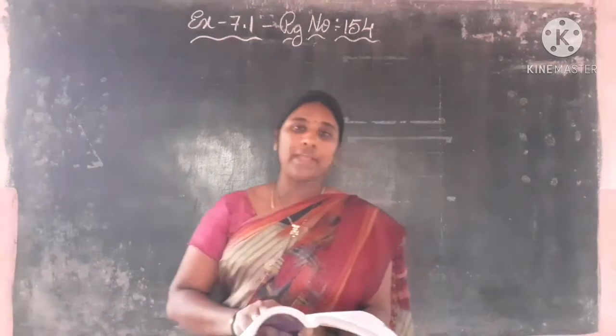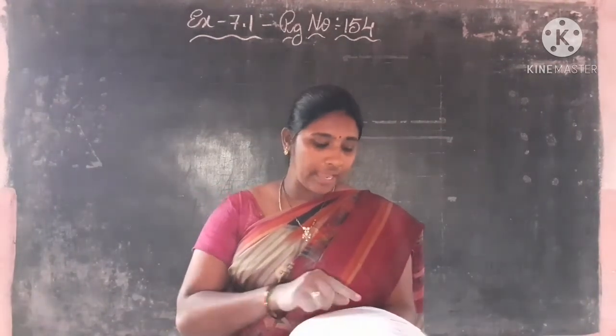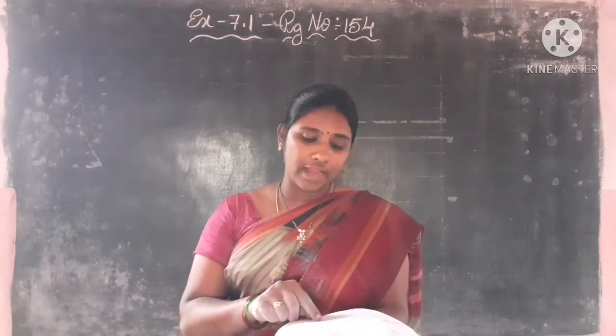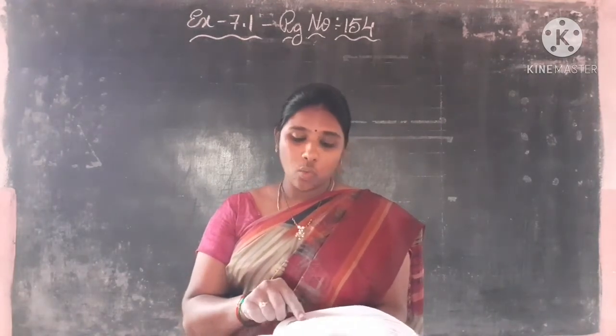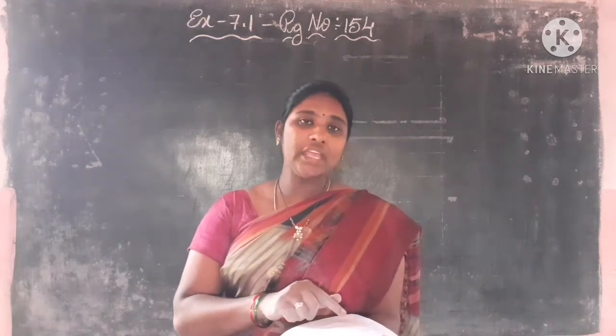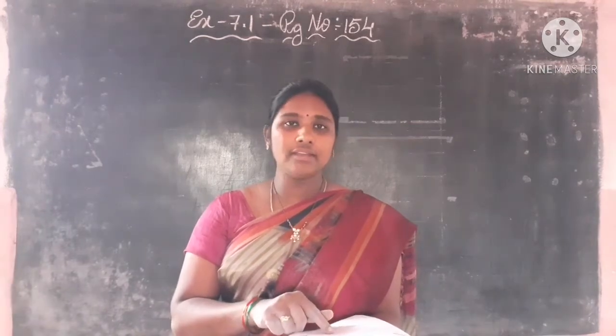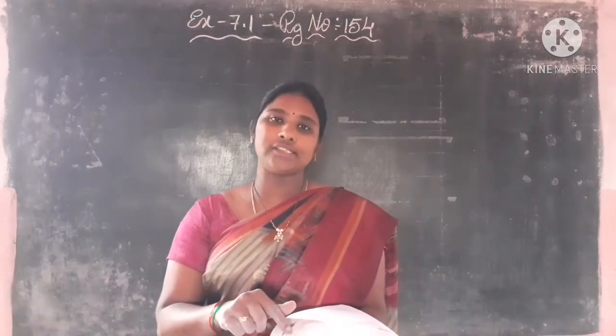Exercise 7.1, page number 154, open it. See part B Roman. The perimeter of a square plot of land is 64 meter. What is the length of its side? So the perimeter of a square plot of land is given, we have to find the length of its side.